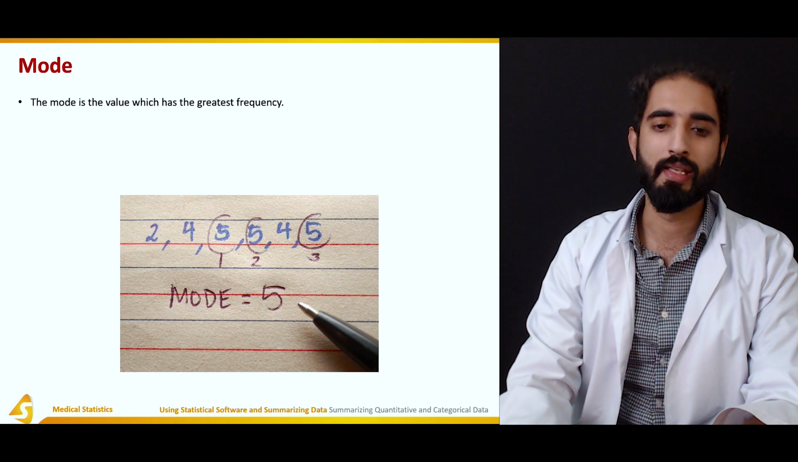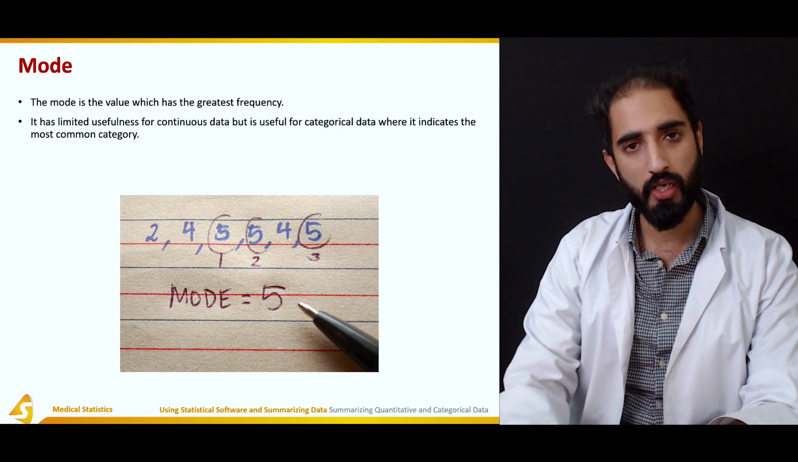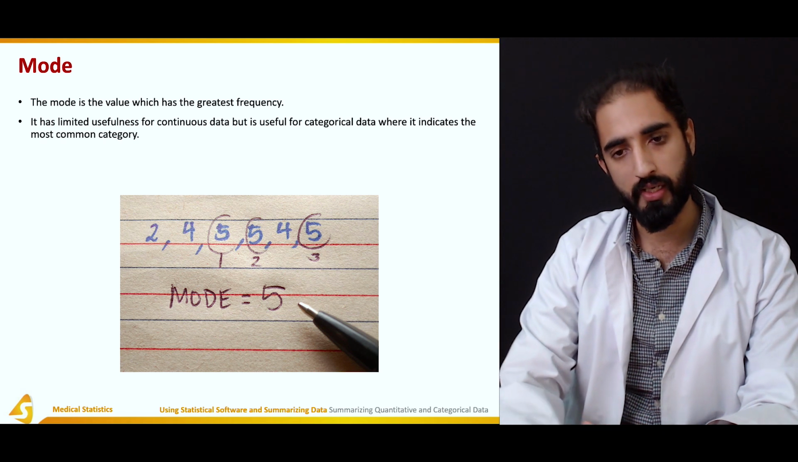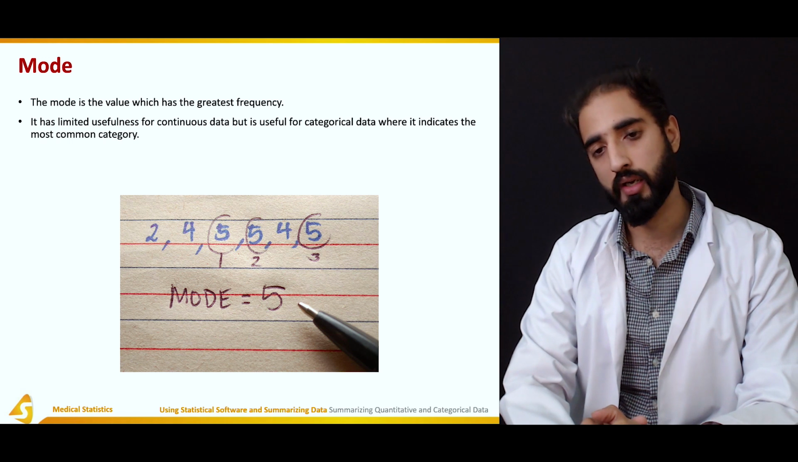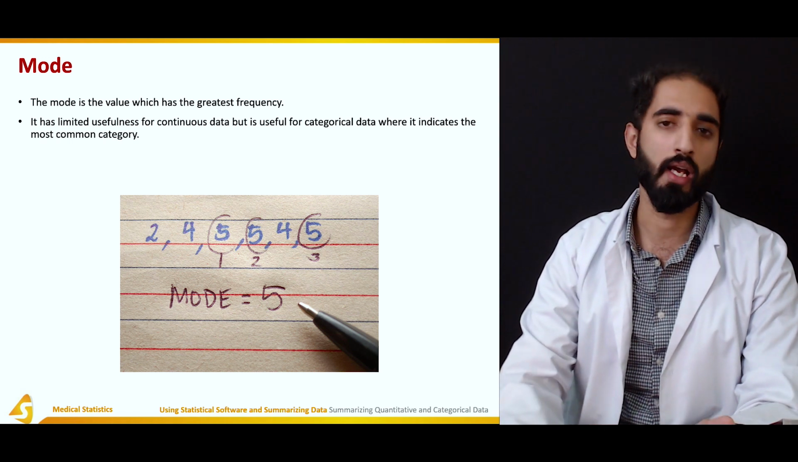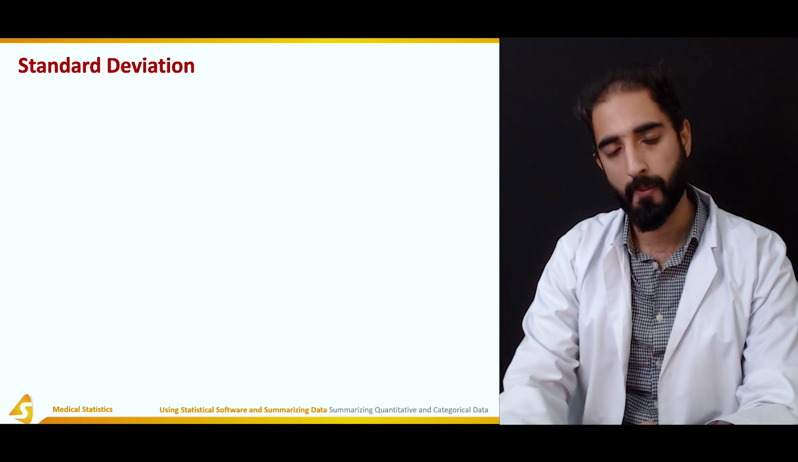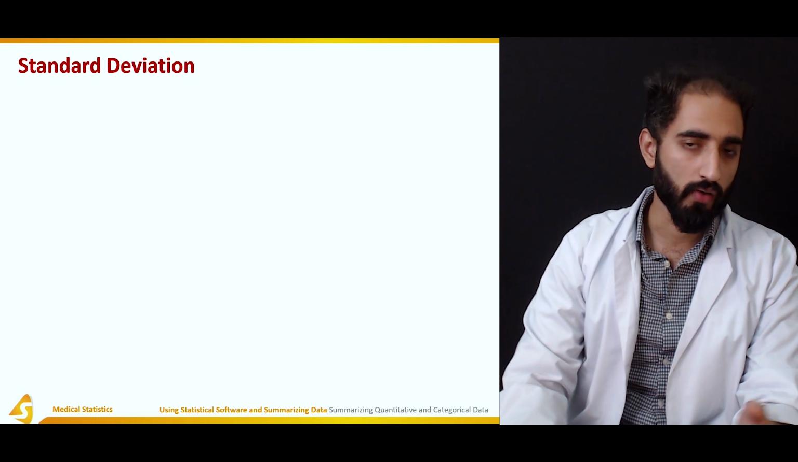Mode, on the other hand, is the value which has the greatest frequency, and it has limited usefulness when we're talking about continuous data, but it is very beneficial and useful to report categorical data because it indicates the most common category. Now, those are all the measures of center or central tendency.